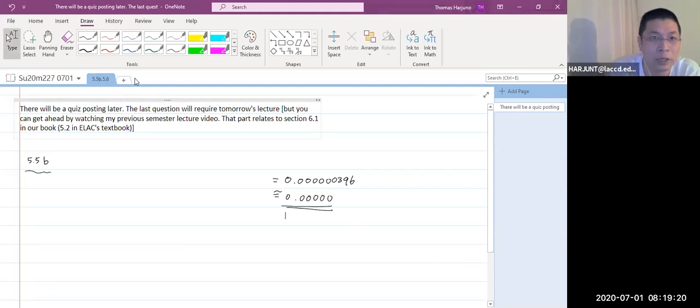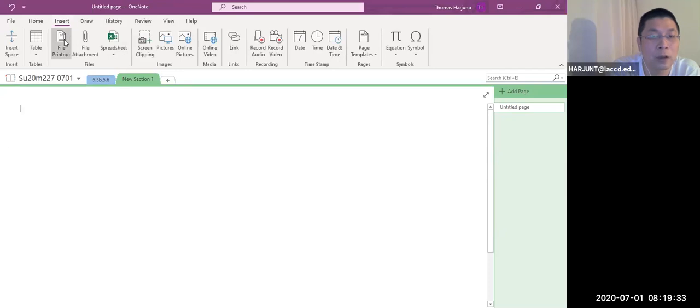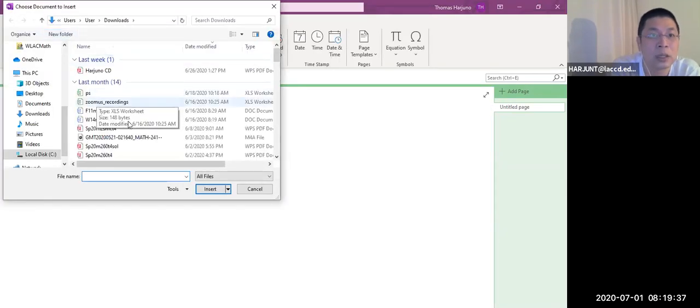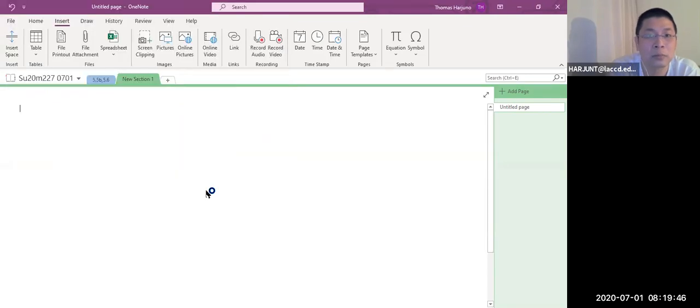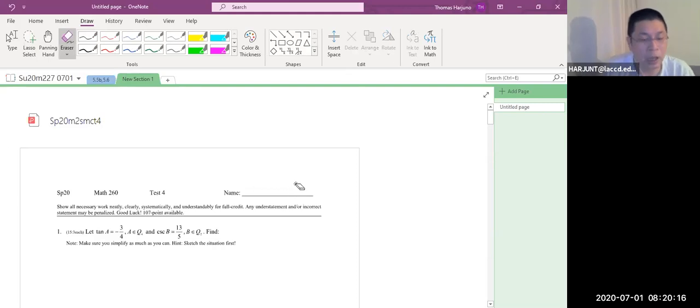For example, when you send me the PDF, this is what I do. For example, this is what I did. I insert the file. Let's say I insert this file. That's the file here. Okay, and then I write onto it. Solution. And if I write something wrong, of course I can erase it using my XP Pen. Okay, so I use XP Pen together with OneNote from Microsoft.